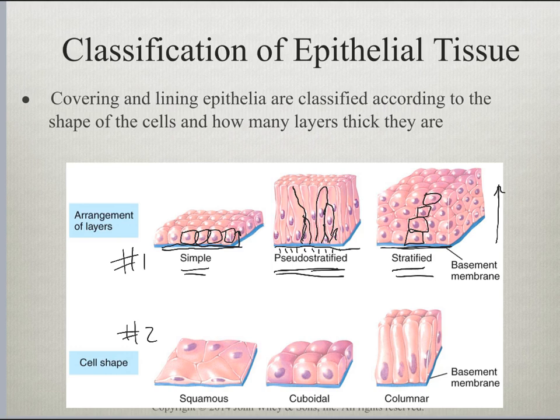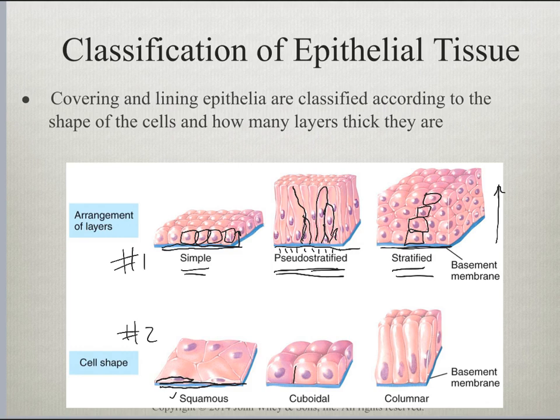Next is going to be based on cell shape. We have 3 options here. So there's no need in reinventing the wheel. We keep it pretty simple. 3 options for arrangement and 3 options for cell shape. So again, we're always looking at the basement membrane when we're talking about epithelium, and we see that this cell is flattened, almost like a fried egg, okay? 1 cell layer thick, flattened. We're going to name the cell shape. We're going to call it squamous, okay?